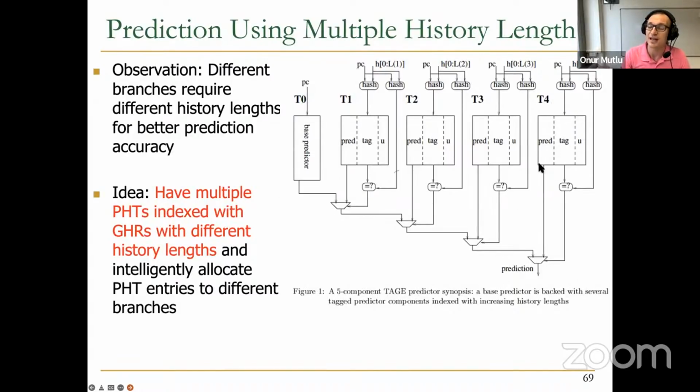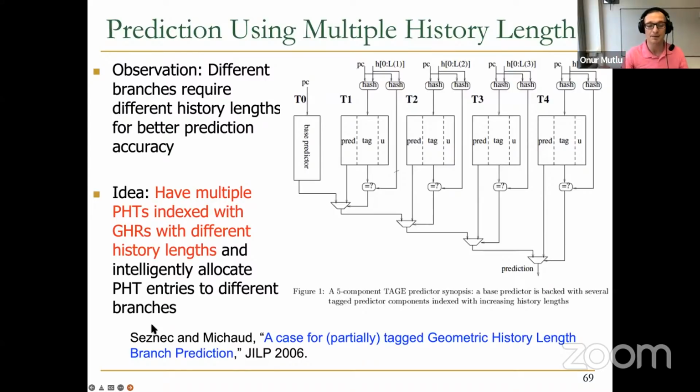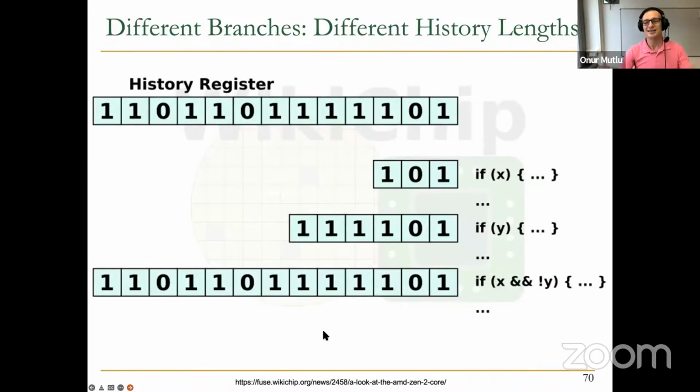If a larger history length predictor actually provides a prediction, then you choose that one because it's assumed to be more accurate. Why? Because in the training phase and the updating phase of the predictors, you ensure that you don't allocate entries from the larger predictor for branches that can be predicted with smaller history lengths. That's the idea, basically. You need to be very careful. And this was proposed by this paper by André Seznec and Pierre Michaud in 2006, as you can see. And this is also a nice picture from WikiChip that shows that some branches require smaller histories, some branches require larger histories, because they may be correlated with more branches or branches that are farther away from themselves, right?